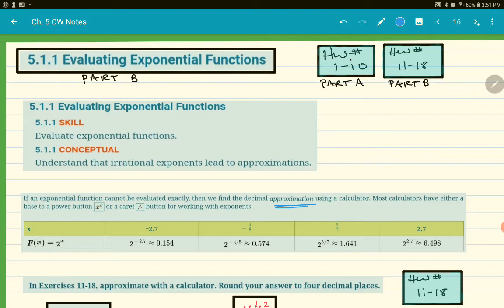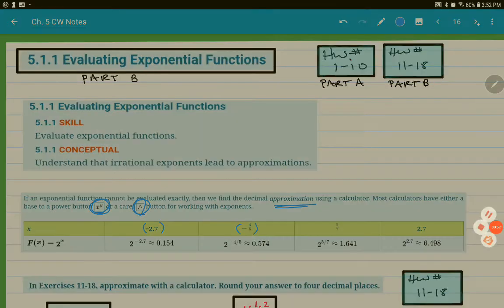Most calculators either have the x^y key or a caret key, and that's how you can evaluate these. My calculator has an x^y key, which will pop up as a caret on the screen. So either of those buttons should work. Sometimes you have to use parentheses, especially if you have a negative in front of your exponent or a fraction. I'm going to do some of those. So you can see our examples here.